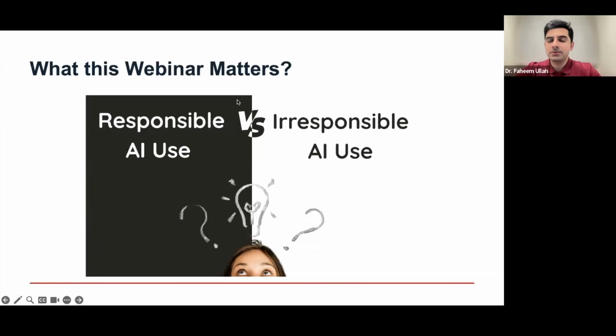So as I mentioned, if you look at this figure, on one side you see responsible AI use, on another side you see irresponsible AI use, and then there is this boundary, right? In today's webinar, we are going to look at where this boundary is, what lies on the left side of this boundary, and what lies on the right side of this boundary. In other words, what I can do with AI tools and what I cannot do with AI tools.